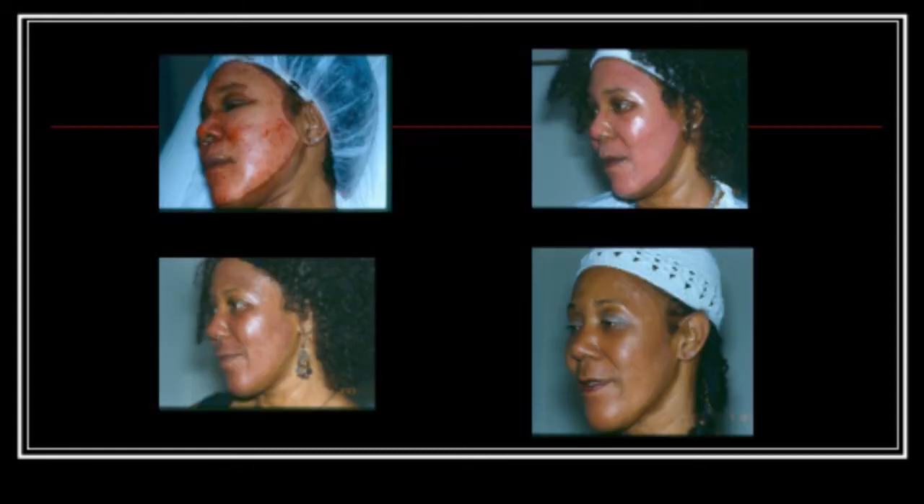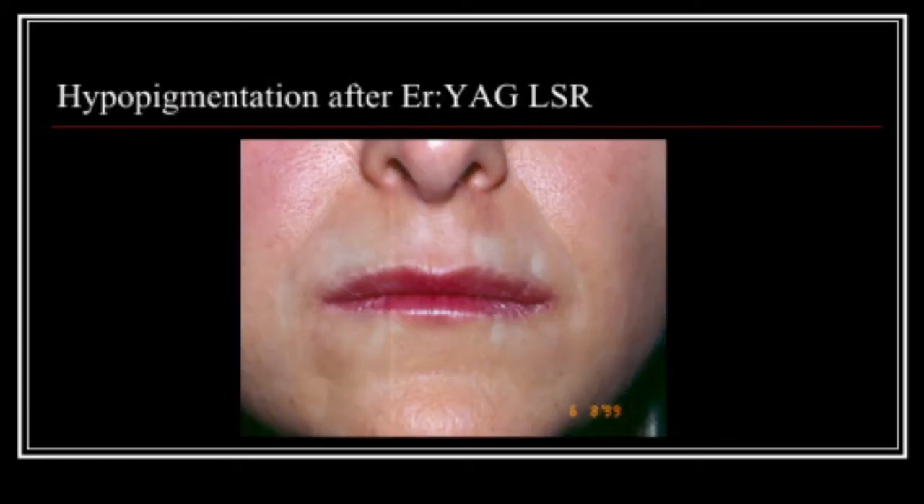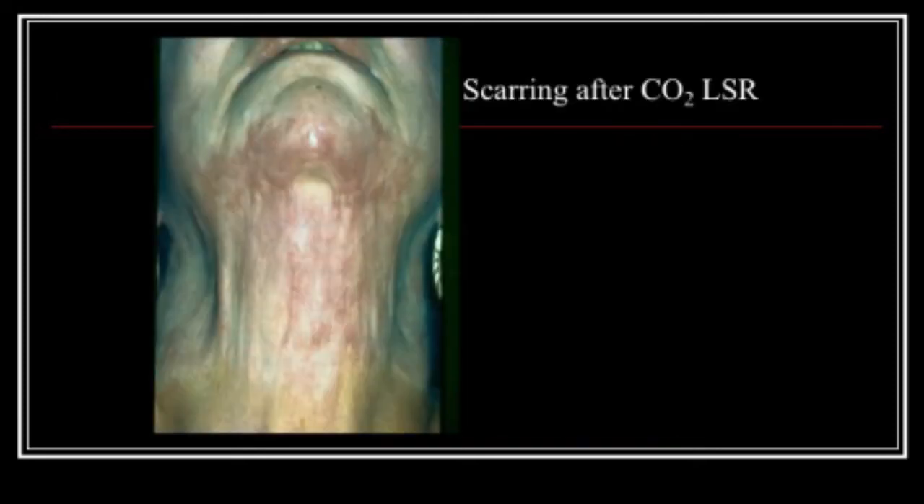This is skin type 5 that I did a full face, full ablative erbium resurfacing, immediately after, a week after, a month after, and 6 months after. Complications of full ablative resurfacing: hyperpigmentation, hypopigmentation, scars, herpes. This is not my patient, it's a photo from Dr. Jeff Dover's book, severe scarring after CO2.